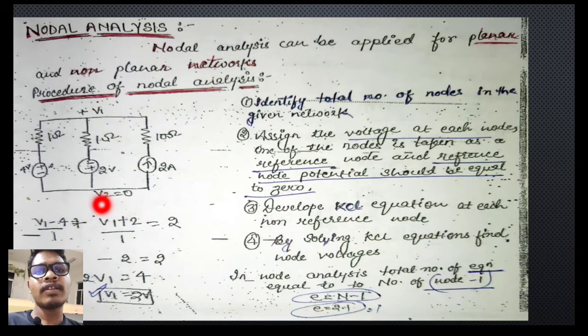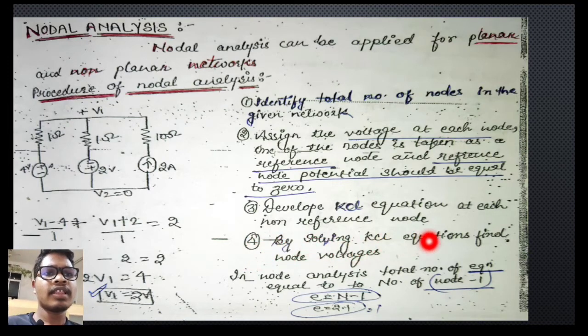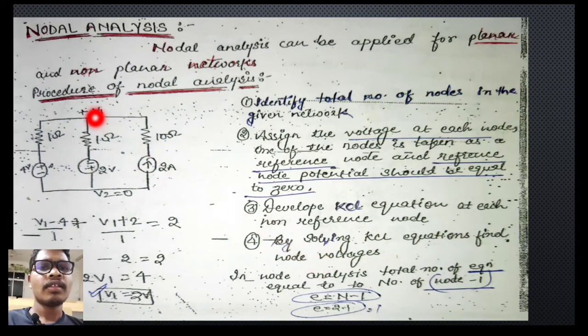So this is our reference node, that means the opposite sign that node is our non-reference node. Here we need to apply the KCL or KVL equation and we need to find the non-given quantity. After developing the KCL equation in the reference node, we proceed toward point number 4. By solving the KCL equation, find the node voltage. After finding the node voltage, whatever the non-given quantities are, those quantities are to be calculated.